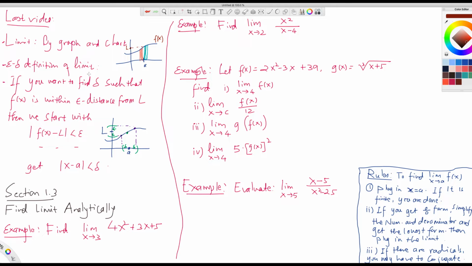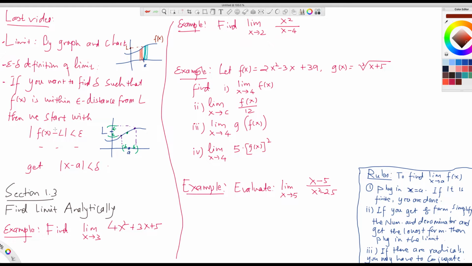Also, we did the epsilon delta definition of the limit, and the epsilon delta definition is used basically to find out if you want to be within epsilon distance from L values, then how close should you go to the A values is the delta distance, right?